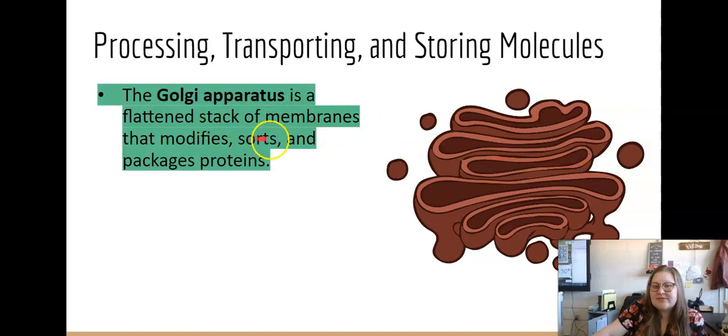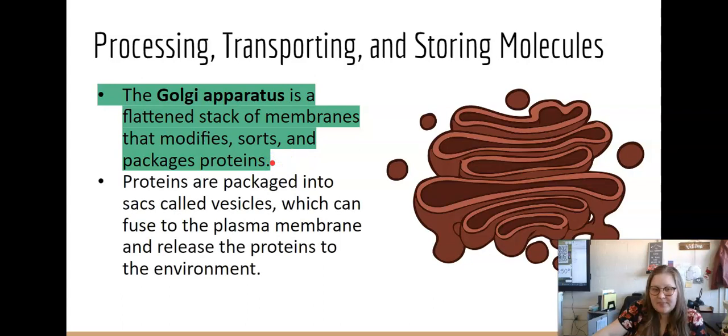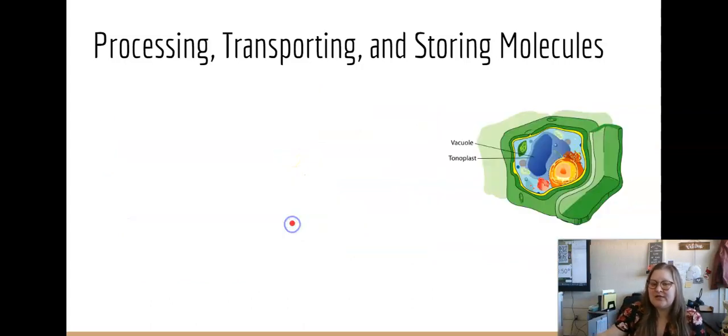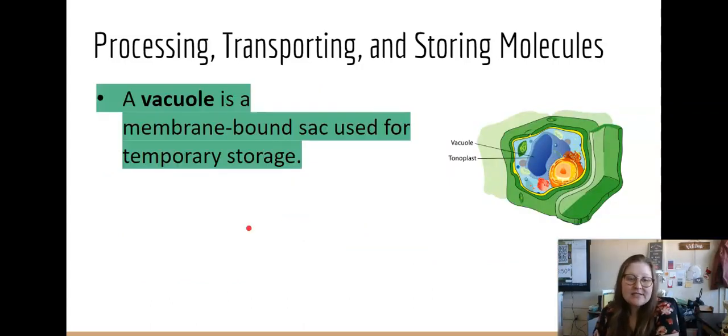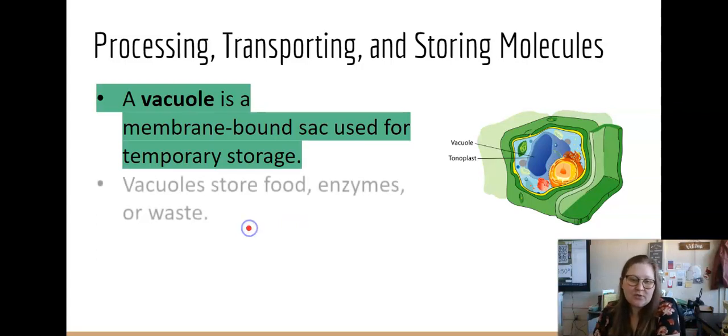So the Golgi apparatus is a flattened stack of membranes that modifies, sorts, and packages proteins. Proteins are packaged into sacs called vesicles, which can fuse to the plasma membrane and release the proteins to the environment. A vacuole is a membrane-bound sac used for temporary storage.